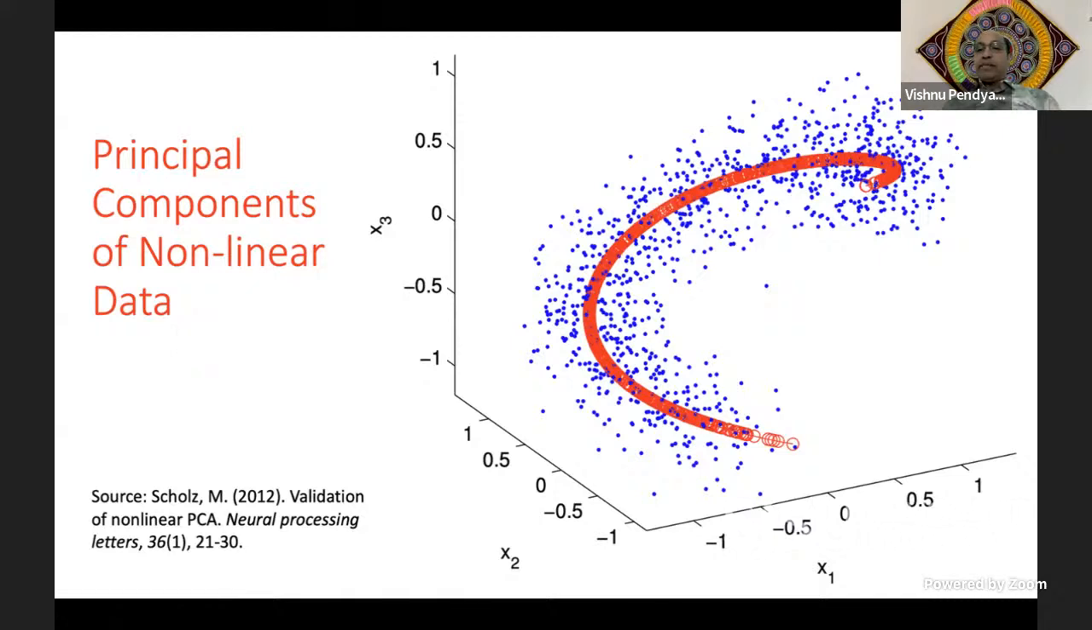The nonlinear principal component is plotted as a red line. Sorry, this sequence of red circles shows the projections of the data. The data is the blue dots. So this is an interesting paper for nonlinear data.